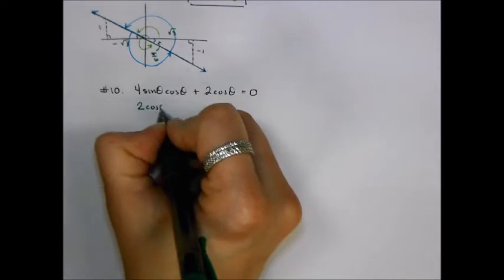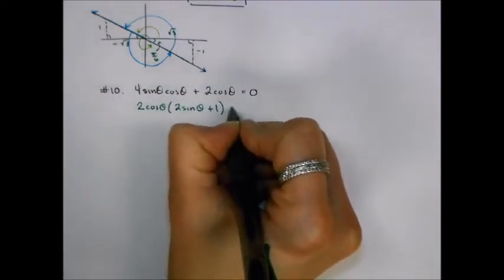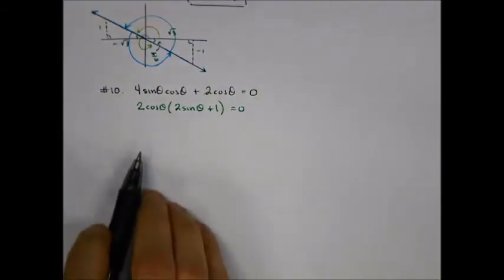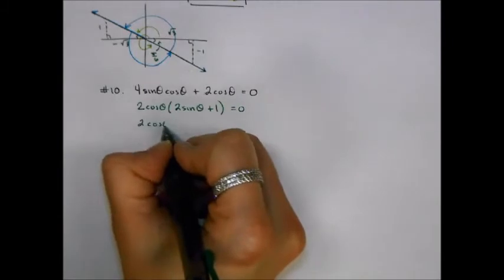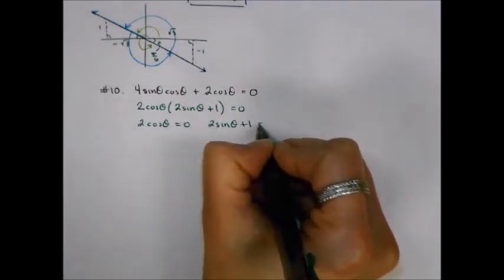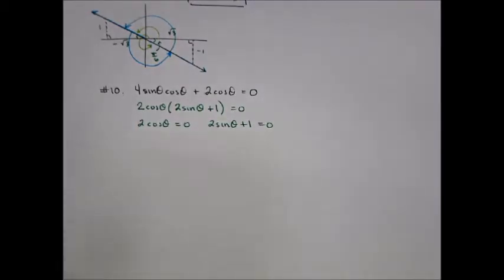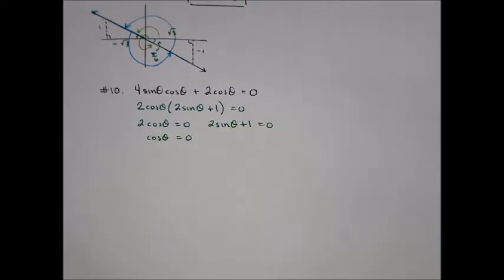That'll leave us with 2 sine theta plus 1 equals 0. Now that it's factored, I'll set each factor equal to 0. So I have 2 cosine theta equals 0 and 2 sine theta plus 1 equals 0. So solving each, cosine equals 0. So we'll start here, 0 to 2 pi.